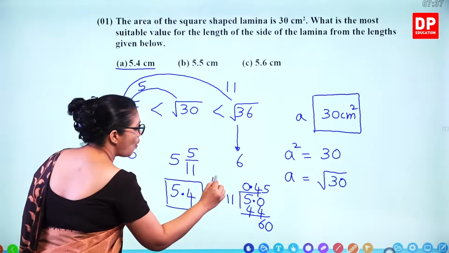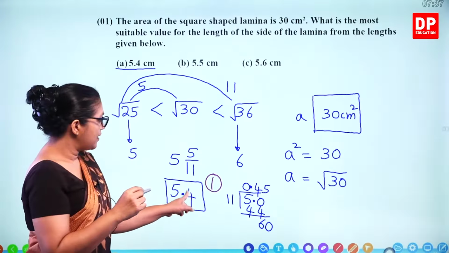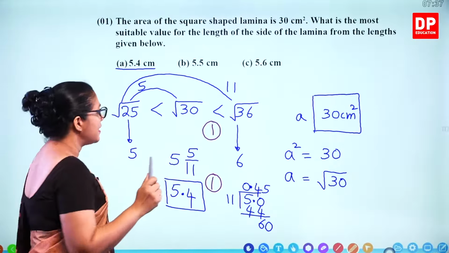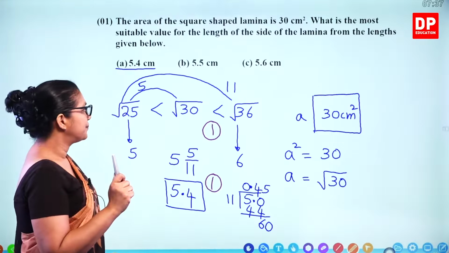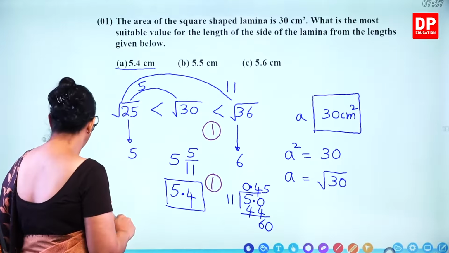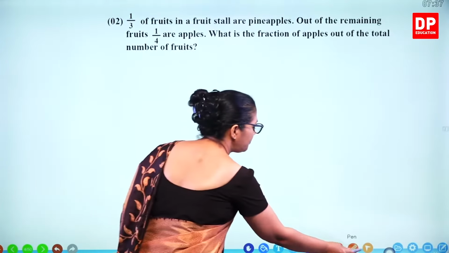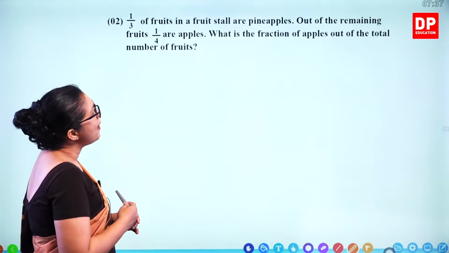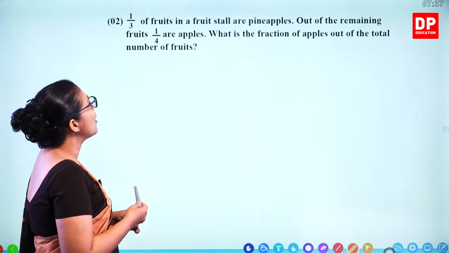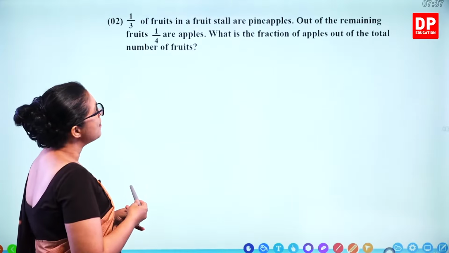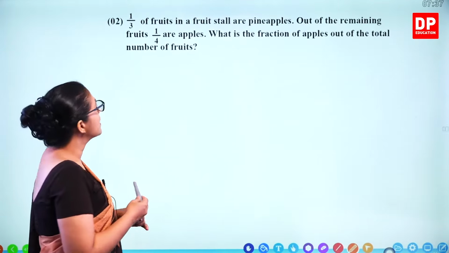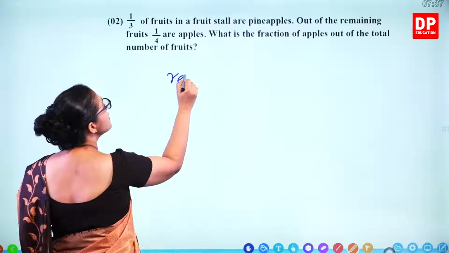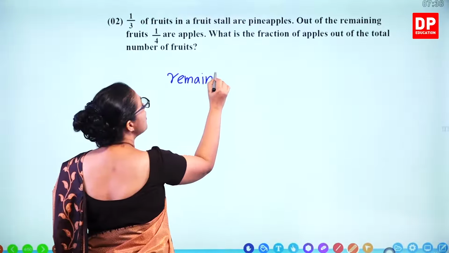So you will get 1 mark here for the correct answer, and 1 mark for the method of taking the first approximation value. Next one. Question number 2. 1/3 of the fruits in a fruit stall are pineapples. Out of the remaining fruits, 1/4 are apples. What is the fraction of apples out of the total number of fruits? So 1/3 of the fruits in the stall are pineapples. First you have to find the remaining part.